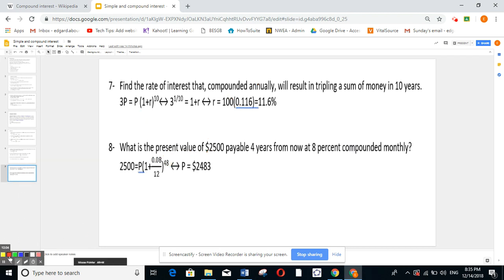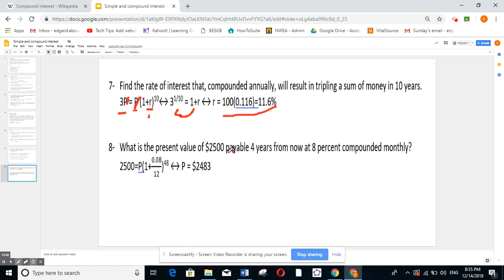The last two examples. Find the rate of interest compounded annually over 1, using compound interest, for tripling the money. If it's P, now it's 3P. In 10 years, power 10. So the same story, P and P cancel out. I need to get rid of this 10, so power 1 over 10. So 3 power 1 over 10 is 1 plus R. If you take 1 to the other side, you're going to get that answer times 100.